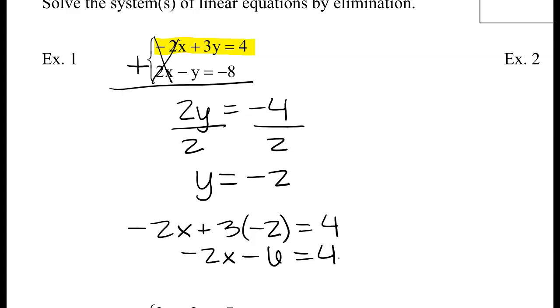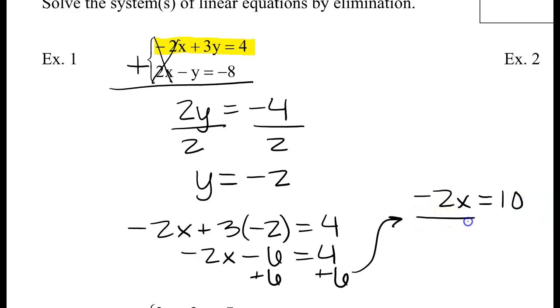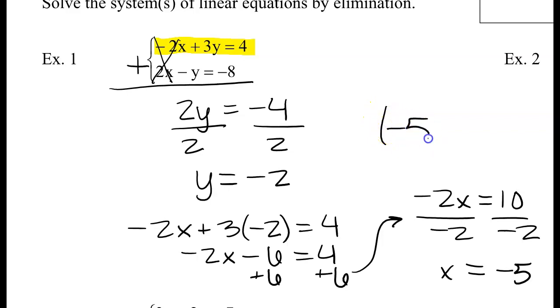Now it's just a matter of solving using algebra. Let's add 6 to both sides to undo that operation. I'm running out of space, so I'm going to come on over here. I get negative 2x equals 4 plus 6, which is 10. Last step, divide both sides by negative 2, and you get x equals negative 5. So I've solved for x and I've solved for y. That means I finished the problem. I usually write my answer as an ordered pair, and x always comes first. So negative 5, comma, negative 2. That is my final answer.